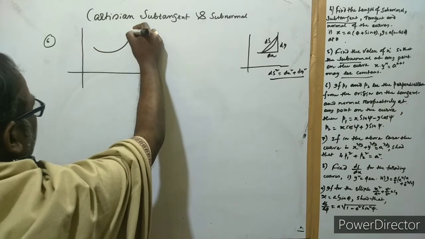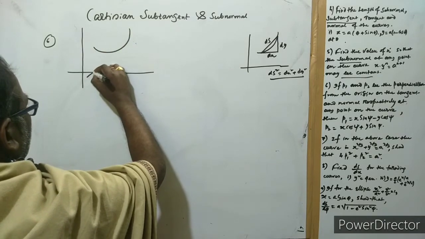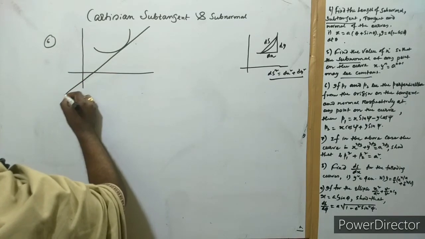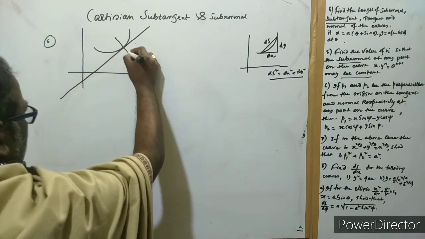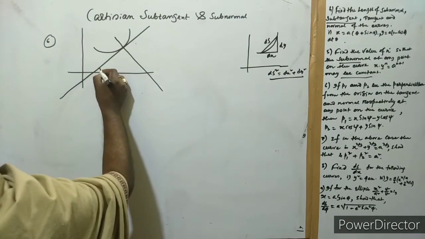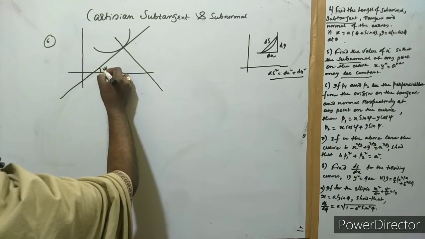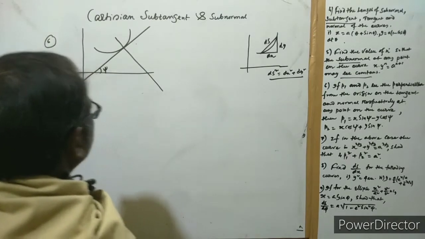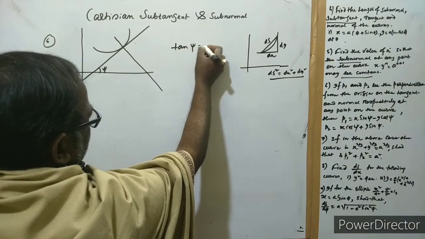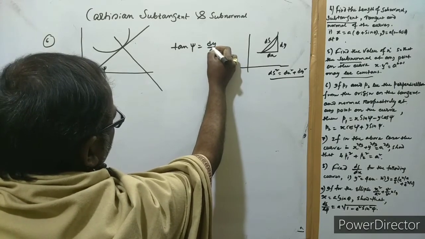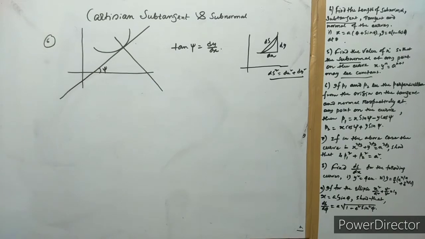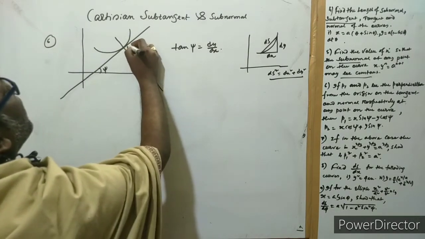This is a curve, this is a tangent, and this is a normal to the curve. Okay, this angle is called psi, and tan psi is equal to dy by dx, okay, at x y.